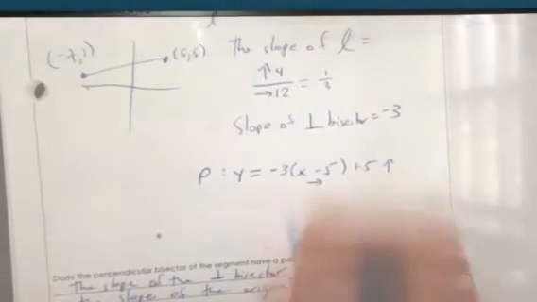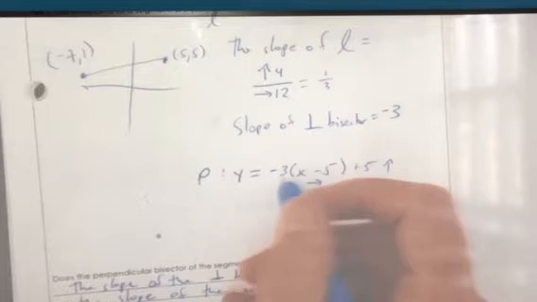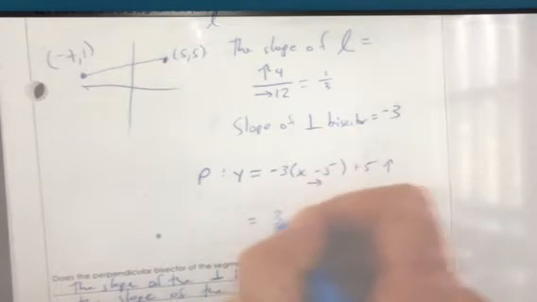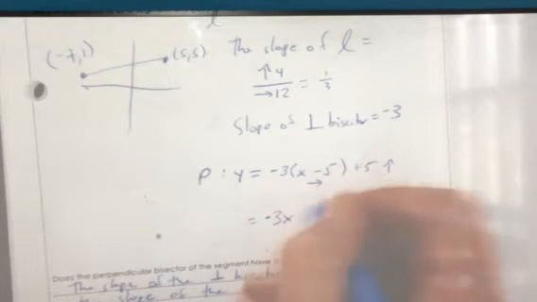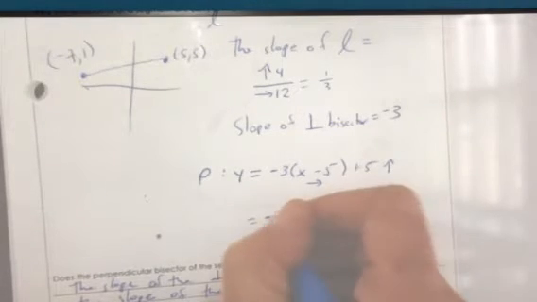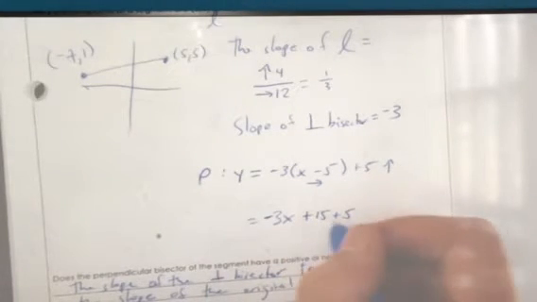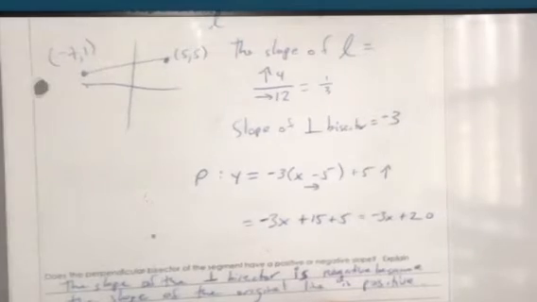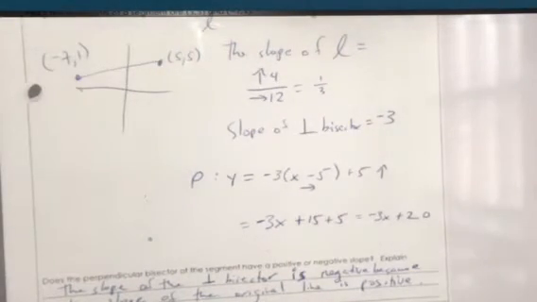Now to put it in slope intercept form, we'll distribute the negative 3 to the parentheses. So we have negative 3 times x. Then negative times negative is positive. So plus 15 and then plus 5. So then to simplify this, we're looking at negative 3x plus 20. And that gives us the answer in slope intercept form. Great job, smarty pants. Keep using perpendicular slopes. Please keep finding the midpoint.